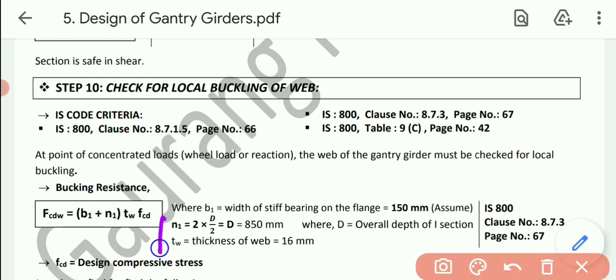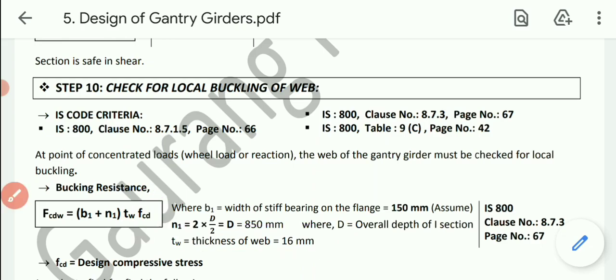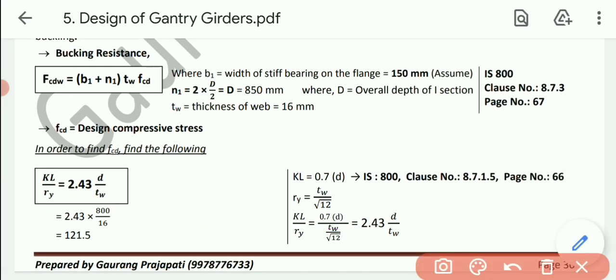Then N1, as we discussed, is the overall depth of the gantry girder, that is 850 mm. And TW, the thickness of web, is 16 mm. So the only unknown parameter remaining is FCD, the design compressive strength. For design compressive strength we always need to calculate the slenderness ratio, that is KL by RY.